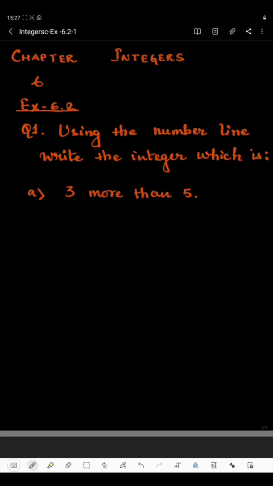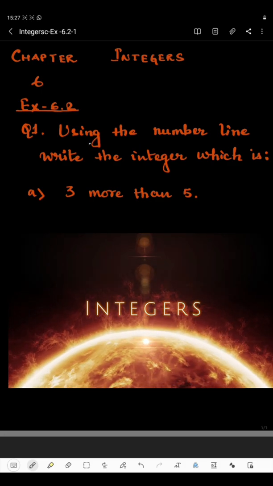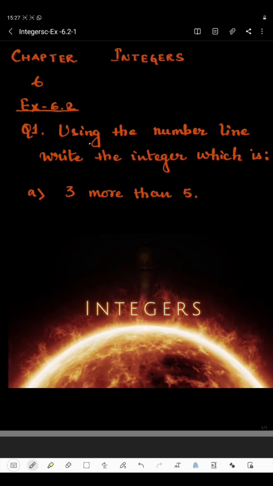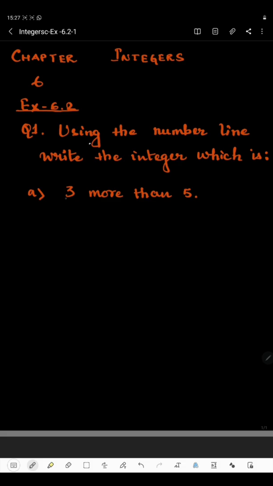Hello students, now I am going to start question number 1 of exercise 6.2. Question number 1 says, using the number line, write the integer which is, the first part, 3 more than 5. Now let us draw the number line.